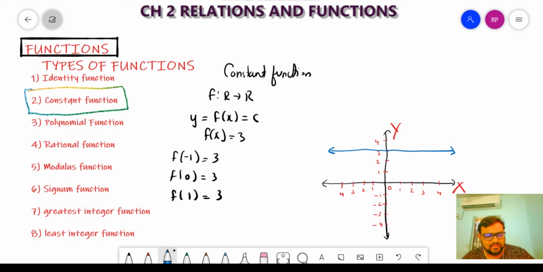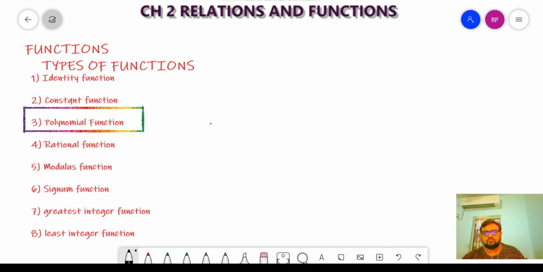Clear? Now let's move to the next, that is the third one. The next is the polynomial function.